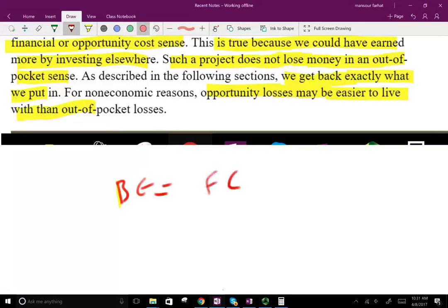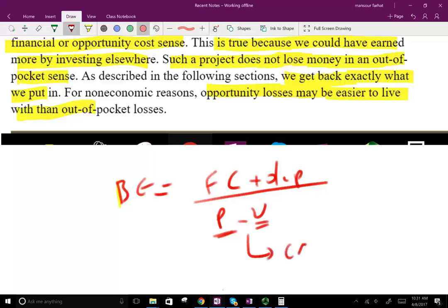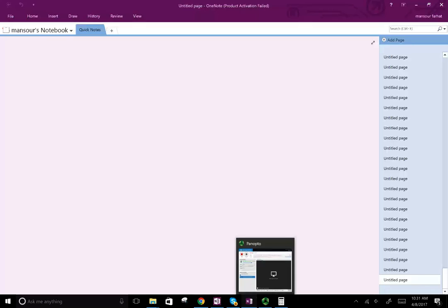is equal to fixed cost, then add depreciation, but I said depreciation is the same thing as fixed cost, divided by the selling price minus the variable cost, P minus V. I call this CM, which is equal to the contribution margin. So you want to make sure you know this much at least before you start this session.